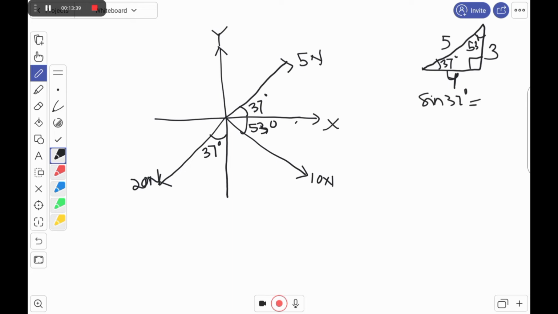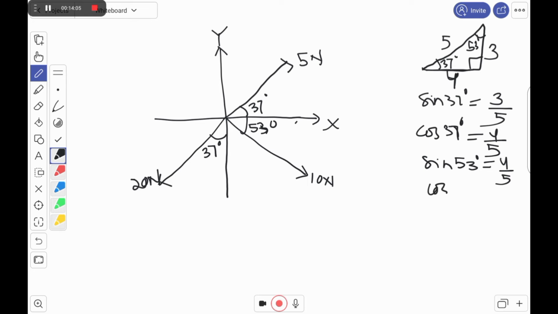Sin 37 is equal to 3 by 5. What is cos 37? Cos 37 is equal to 4 by 5. What is sin 53? Sin 53 is equal to 4 by 5. Perpendicular by hypotenuse. Then what is cos 53 degree? Cos 53 degree is equal to 3 by 5.